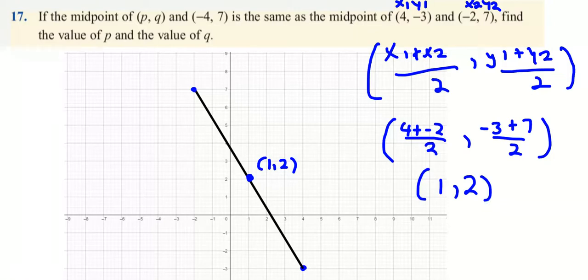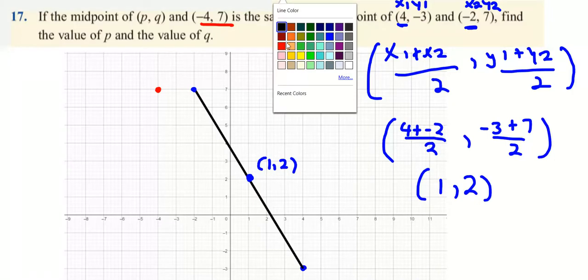Yes, sir. x1 plus x2. All right? Okay, guys. Have I finished my question yet? No. It's also the midpoint of another point. It's also minus 4, 7. Where's minus 4, 7 located? Minus 4, 7 is located here, yeah? And what are we saying about it? Its midpoint is the same as minus 4, 7 to another point.